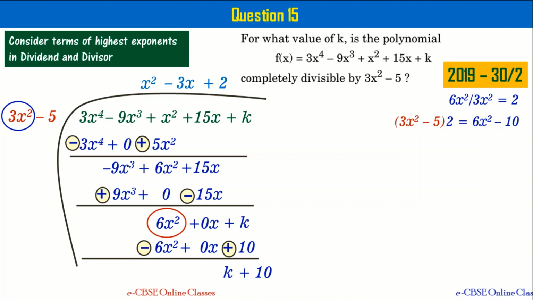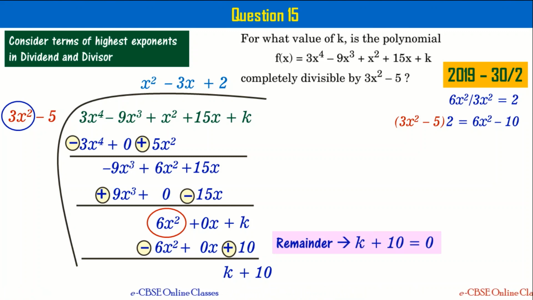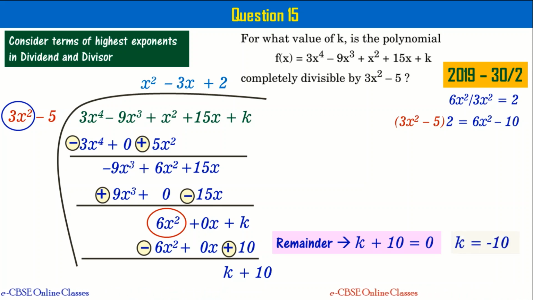But if the polynomial f of x has to be completely divisible by 3x square minus 5x, the remainder has to be 0, right? So when will the remainder become 0? K plus 10 has to be 0, right? It means k has to be minus 10. So when you write minus 10 in the place of k in the given expression for f of x, automatically 3x square minus 5x is going to divide it completely. This is what we are asked to find. K equal to minus 10 is the answer, right?